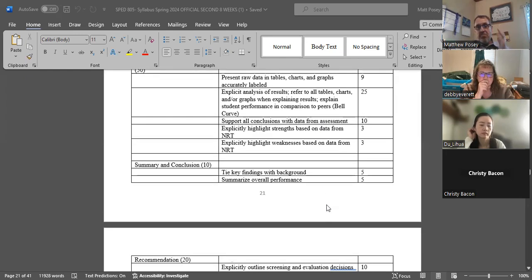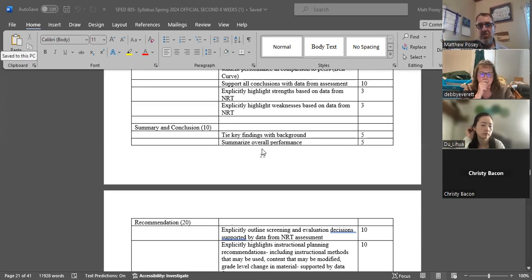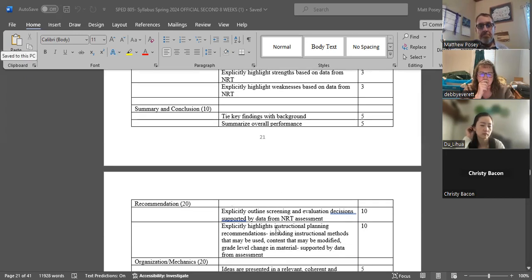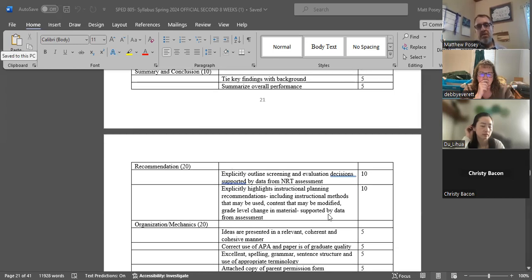Okay, then we're going to drop down to summary and conclusion. It's very similar. Nothing really has changed here. Very similar to what you did on informal. You're going to tie your findings with the background of the student, provide a brief summary of their overall performance, and outline some screening and evaluation decisions based on data from this norm reference.